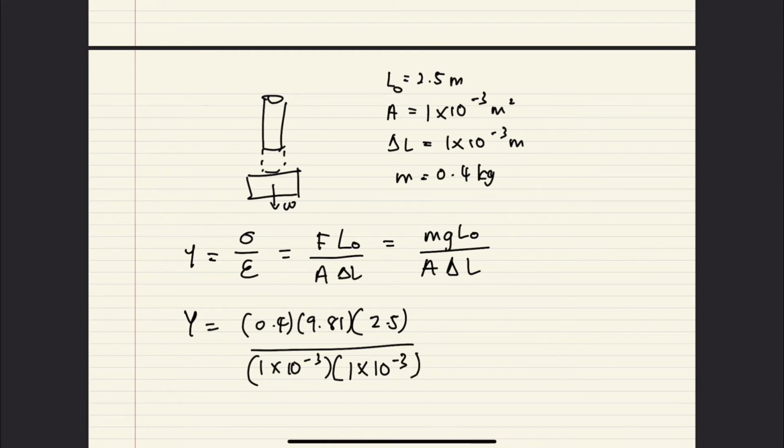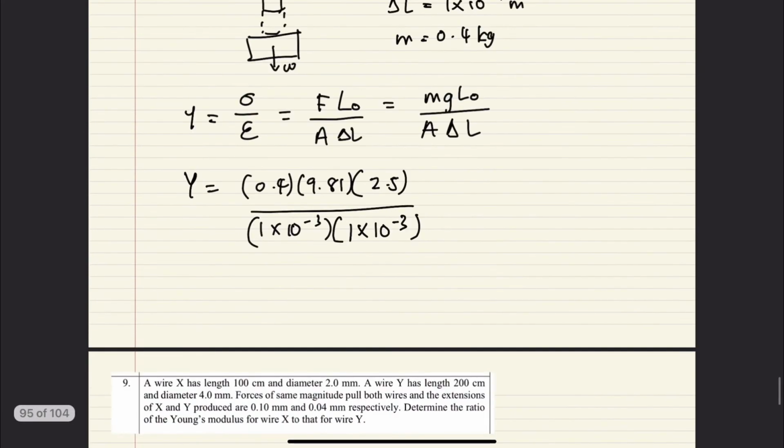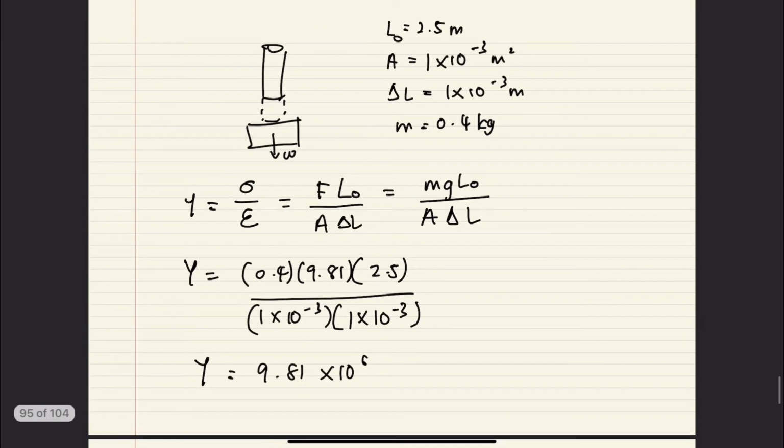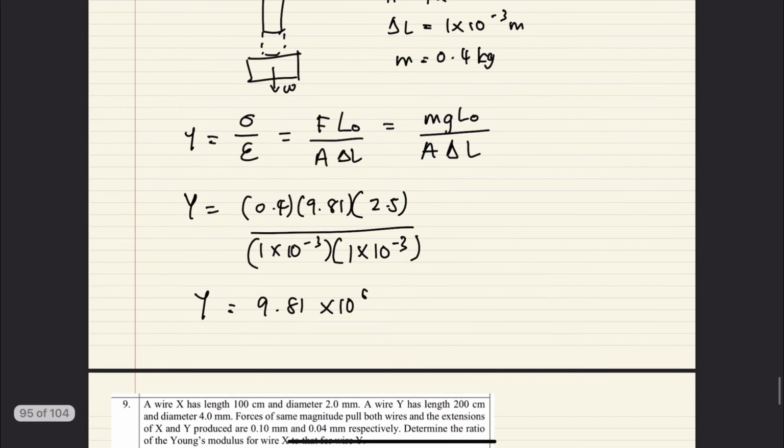Okay, so they give you the area straight away, so you just have to use that one. Sometimes they give you the diameter, so you have to find the area first. In this case, I should get 9.81 times 10 to the power of 6. Because the strain doesn't have any unit, you only have the unit that comes from the stress, which is Pascal. Young modulus, the unit will be in Pascal as well.